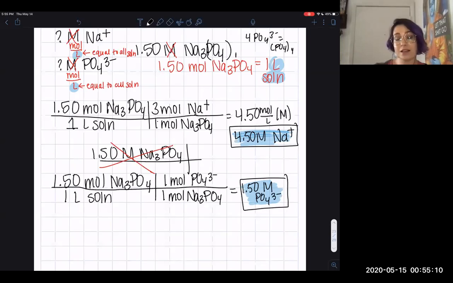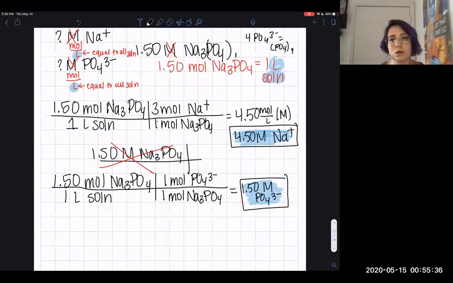So inside of that 1 liter, there's 4.5 moles of sodium and there's 1.5 moles of phosphate, because every time you have 1 mole of sodium phosphate, it breaks into 3 sodiums and 1 phosphate. So you're going to have more sodium ions per sodium phosphate, if that makes sense.